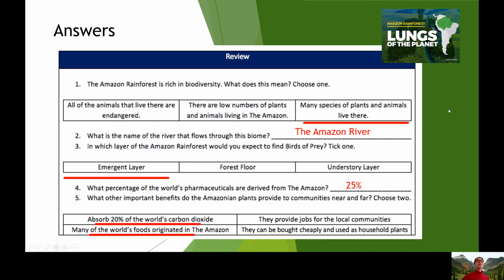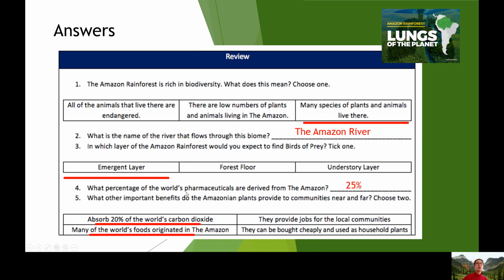Okay, let's go through the answers quickly. Question 1, the Amazon rainforest is rich in biodiversity. What does this mean? It means that many species of plants and animals live there. 2, what is the name of the river that flows through this biome? It's the Amazon River. 3, in which layer of the Amazon rainforest would you expect to find birds of prey? In the emergent layer, because the emergent layer is the top layer and birds of prey can see the most when they are up there because that's where the most sunlight is and it's most easily accessible.